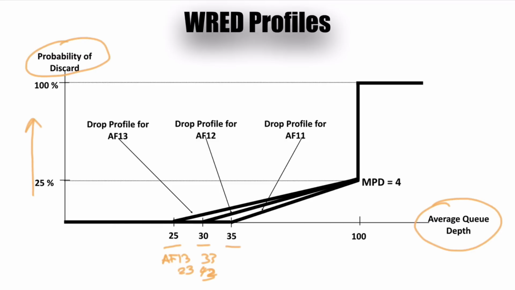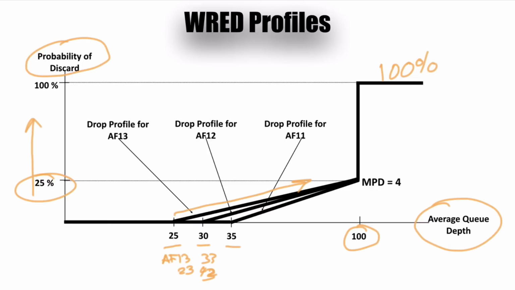And notice that the probability of discard is increasing as the queue depth gets deeper and deeper. And once we cross this maximum threshold, at which point the drop probability is 25% in our example, once we exceed that maximum threshold, suddenly we go up to a 100% probability of discard. We're definitely going to throw traffic away if it exceeds that maximum threshold.